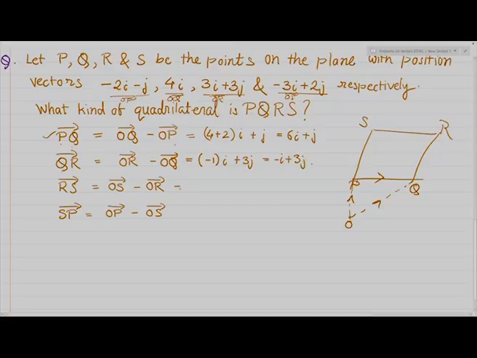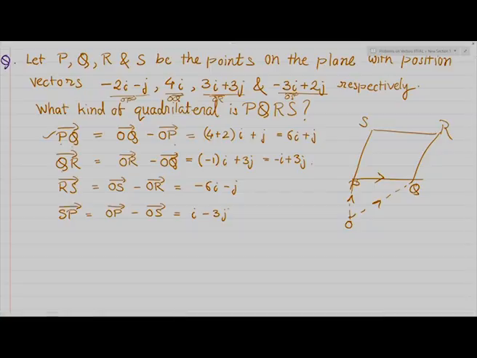Okay. Similarly, what will be RS bar? Let me not do the calculation, let me leave the calculation to you. Minus 6i minus j, okay. Then what is SP bar? You can just verify, it will be i minus 3j, right, i minus 3j, okay.